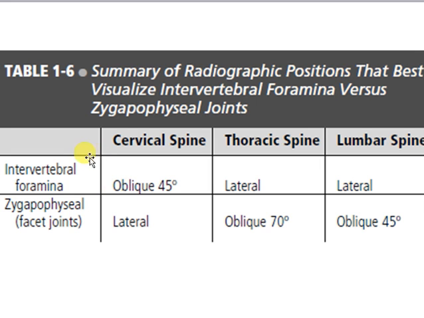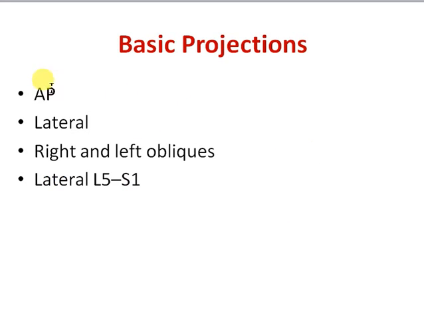To see the intervertebral foramen in the cervical, thoracic, and lumbar spine, this slide is very important. Try to go for oblique, lateral, and lateral views. If you want to look for the facet joints, use lateral and oblique at 70 or 45 degrees. The basic projections in the lumbar spine are AP, lateral, right and left obliques, and lateral L5S1.